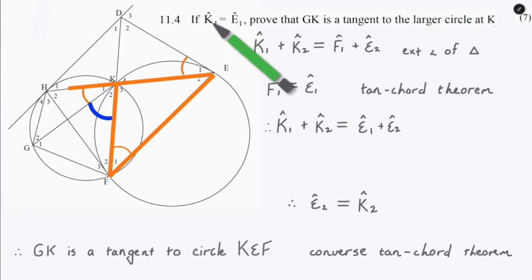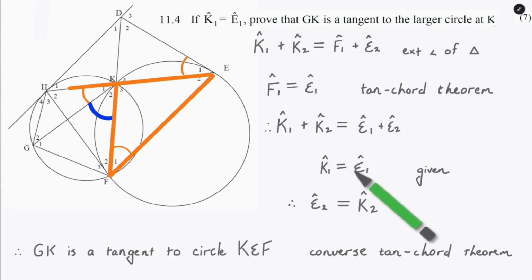Now, earlier on in the question, they told us that K1 is equal to E1. So if K1 is equal to E1, and I'm adding the same thing to both of them, then K2 has to be equal to E2. And we just need to state that K1 is equal to E1. That was given to us in the question.